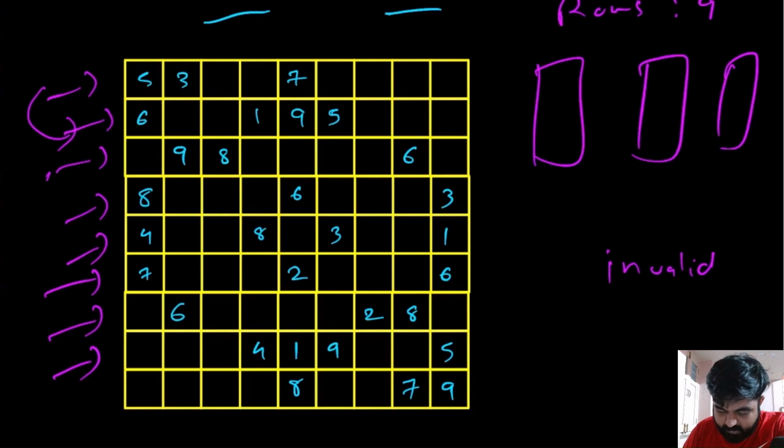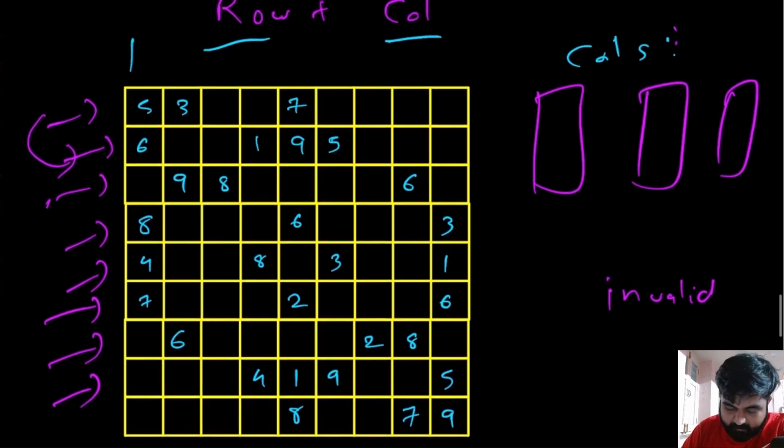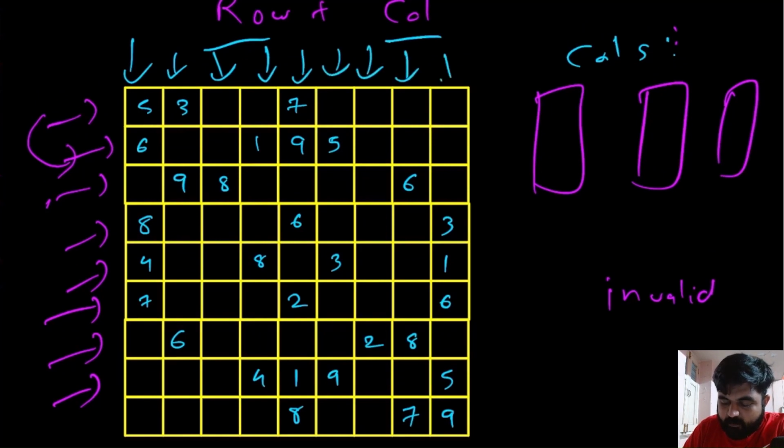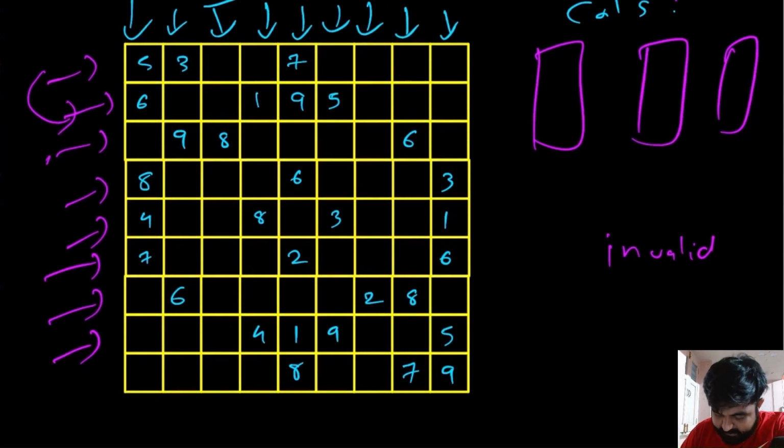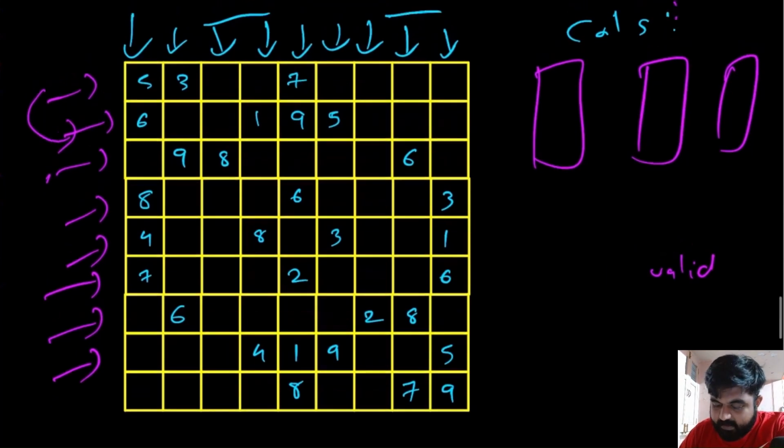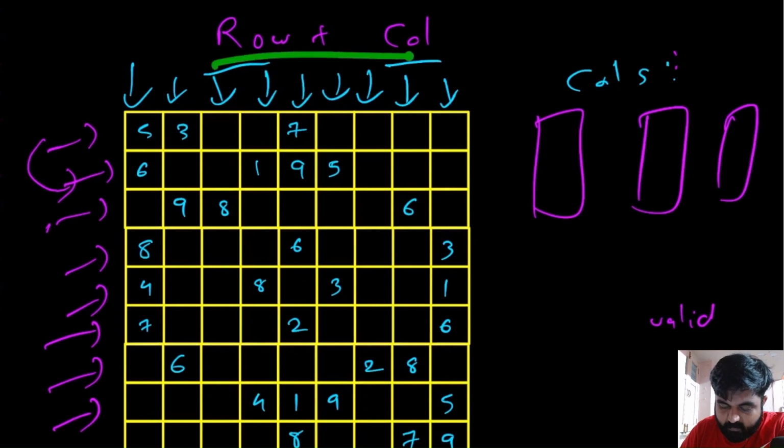We will keep on repeating the same process. The same thing we are going to use for the columns as well, that even for the columns we are going to create 9 hash sets. Again, we are going to repeat the same process to check whether there are any duplicated entries or not. And since there are none in this particular case, we can simply in the end return the answer valid.